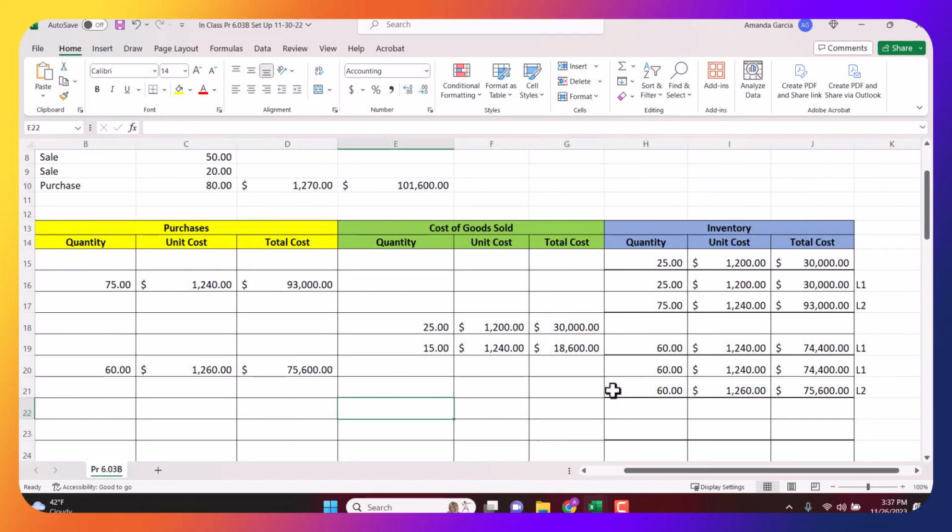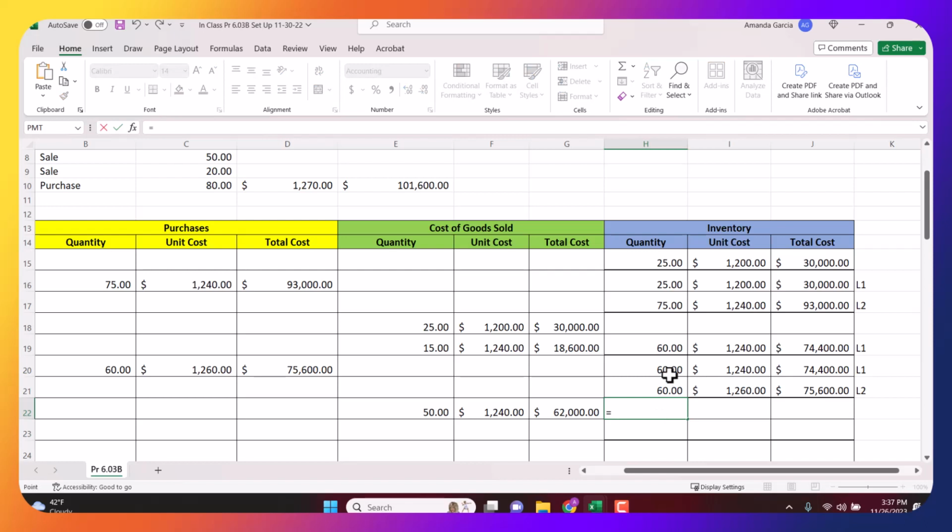I go to L1. On LIFO, on FIFO, we're selling first in, first out. So we're selling FIFO, first in, first out. We look at layer 1. Do we have 50 units? We do. So we can sell all 50 from layer 1. So our cost of goods sold is 50 units at $12.40 a unit.